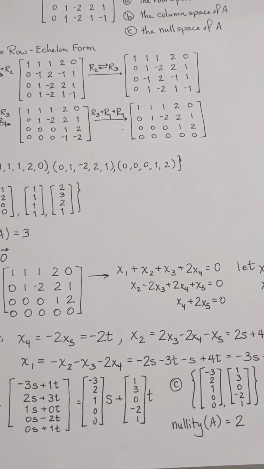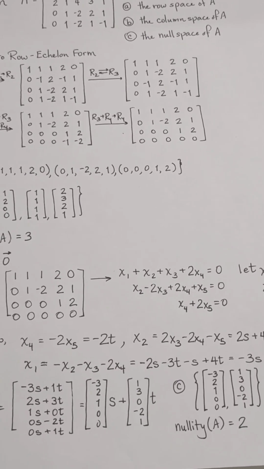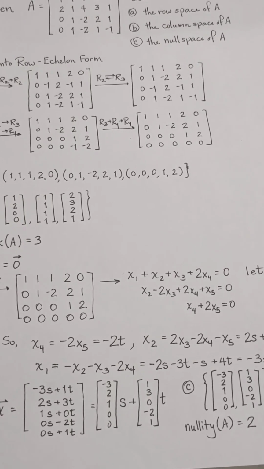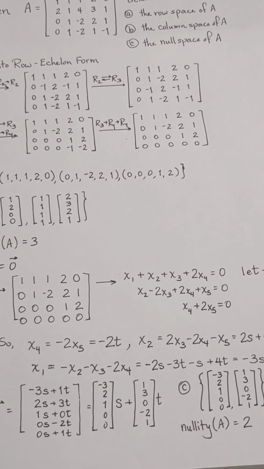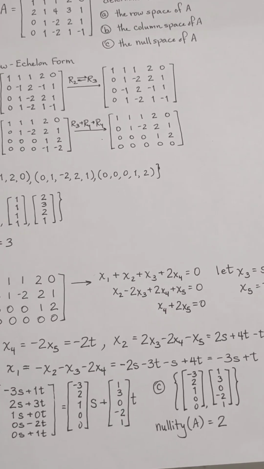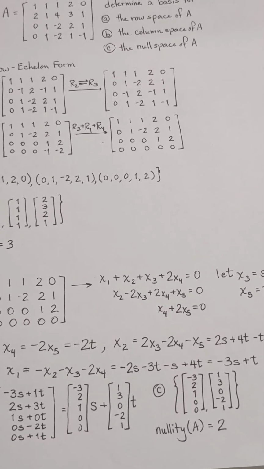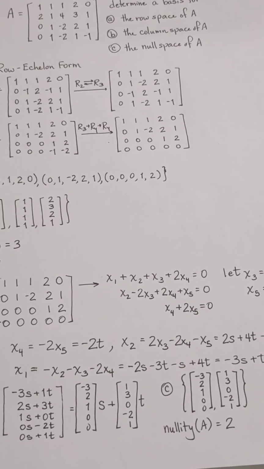And then once we get it solved, note we're going to have 2 columns that do not have a leading one. And so those will be the 2 columns, the 2 variables, for which we will use a parameter. So x3 and x5 will be s and t. And then we can determine the values of the other variables based on those.